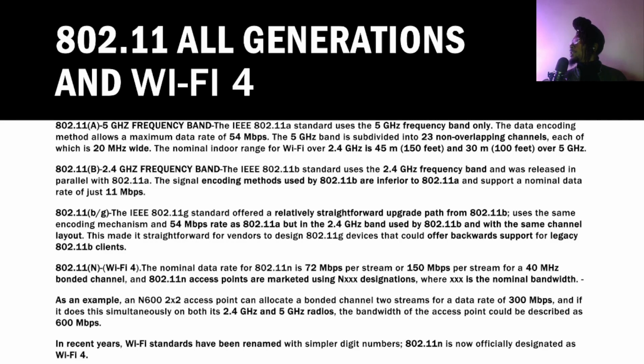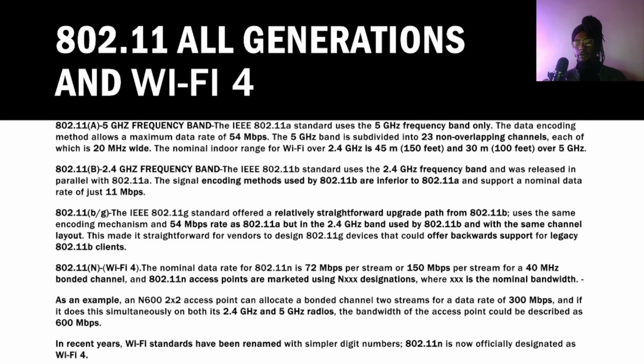802.11 all generations and Wi-Fi 4. 802.11a has 5 GHz frequency bands. The IEEE 802.11a standard uses the 5 GHz frequency band only. The data encoding method allows a maximum rate of 54 megabits per second. The 5 GHz band is subdivided into 23 non-overlapping channels, each of which is 20 MHz wide.